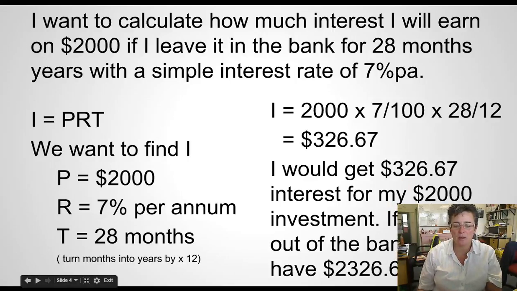If I took it out of the bank, I would get $2,326.67. So that's simple interest. The only thing you've got to watch is I've put times here. It should actually be divided by. So you're turning your months into years by dividing it by 12.